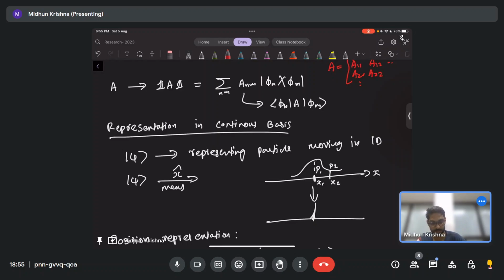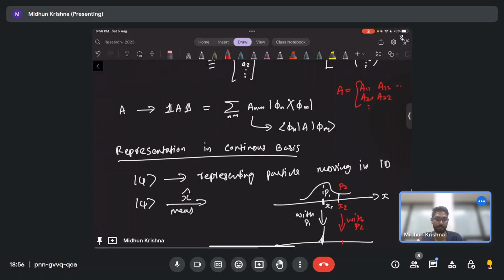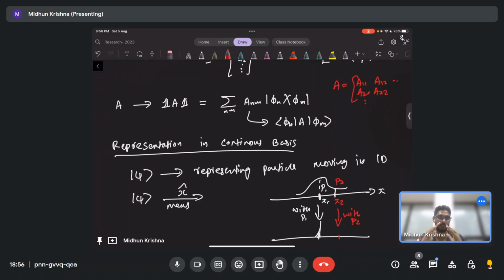Let me give a different color. Does this make sense? With P2 probability, it will give me outcome H2. So this is what happens when you do a measurement on a state of this form. It's a quantum state, a wave function which is spread across space. When I do a measurement in the position basis, it will collapse onto one of these eigenvalues of the position. That's what you have been saying.